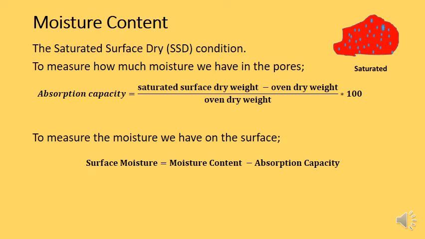And of course, if we want to get the amount of water on the surface of a particle, we just take the moisture content of the original aggregate and we take away its absorption capacity, and we know how much water is on the surface.